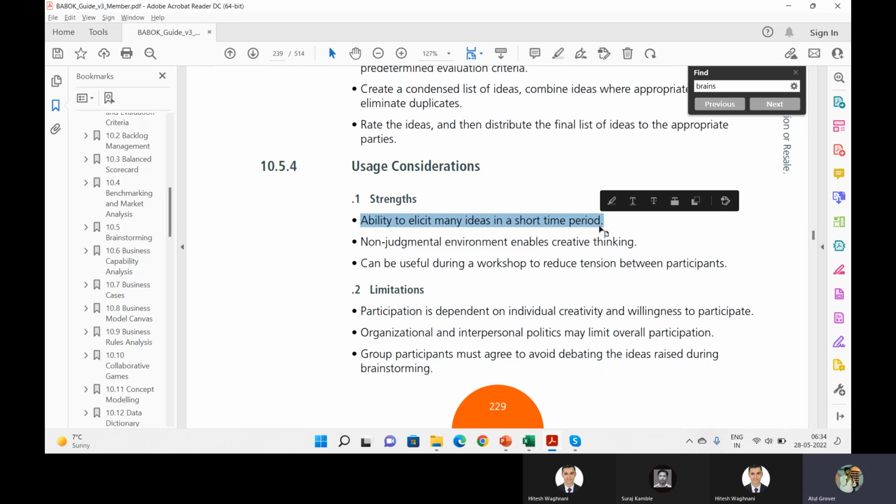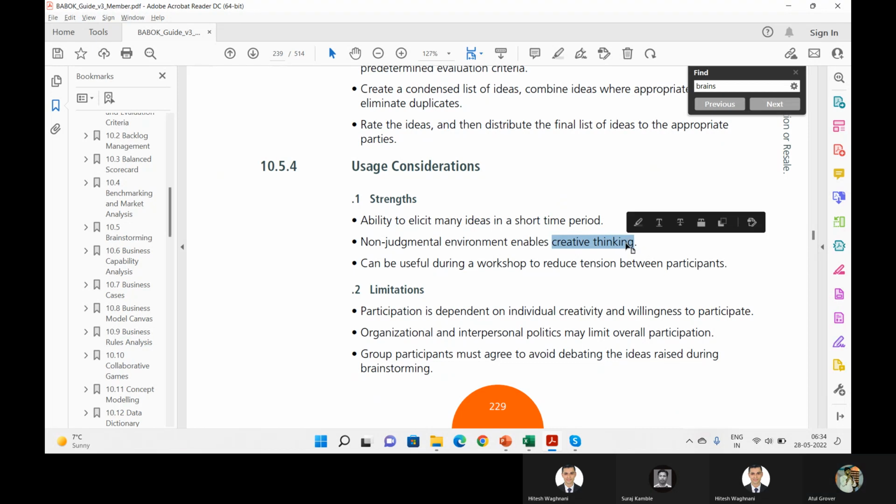And by this the company is getting a lot of new ideas, and they're paying for it as well. If your idea is selected you will get 20,000, 50,000, all these amounts will be there. In this nobody is being judgmental on the environment part, the only intention is to create creative thinking. On the other side it is a limitation.